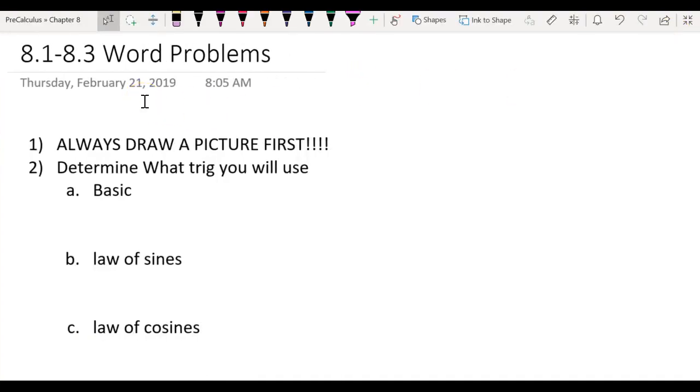Alright, today we're covering 8.1 to 8.3 word problems. My first suggestion is always draw a picture first. So if they don't give you a picture, you need to draw a picture. The second thing you're going to do is determine what trig you're going to use.